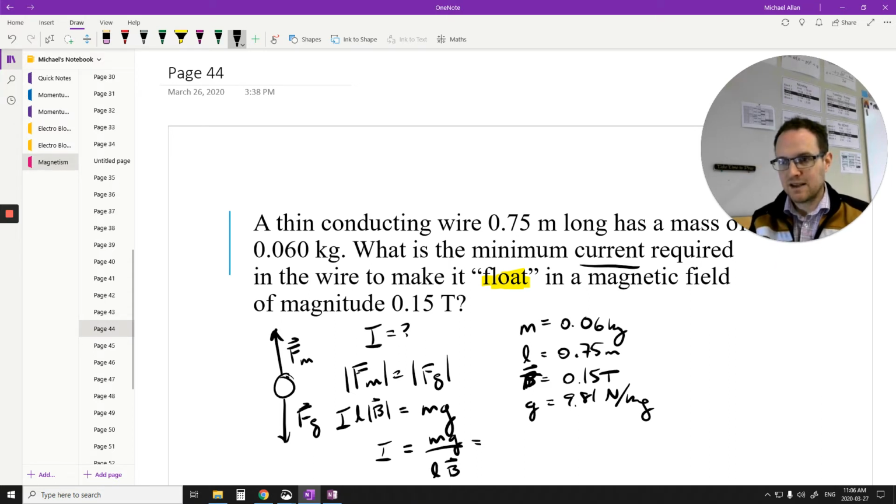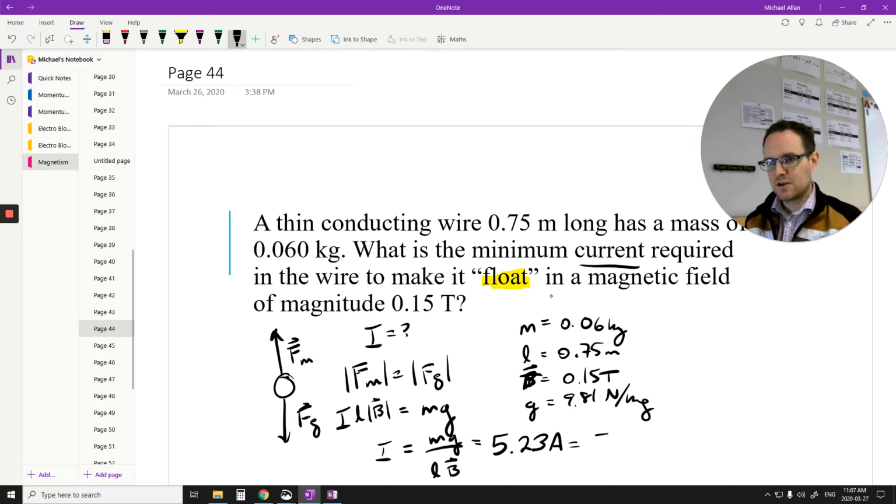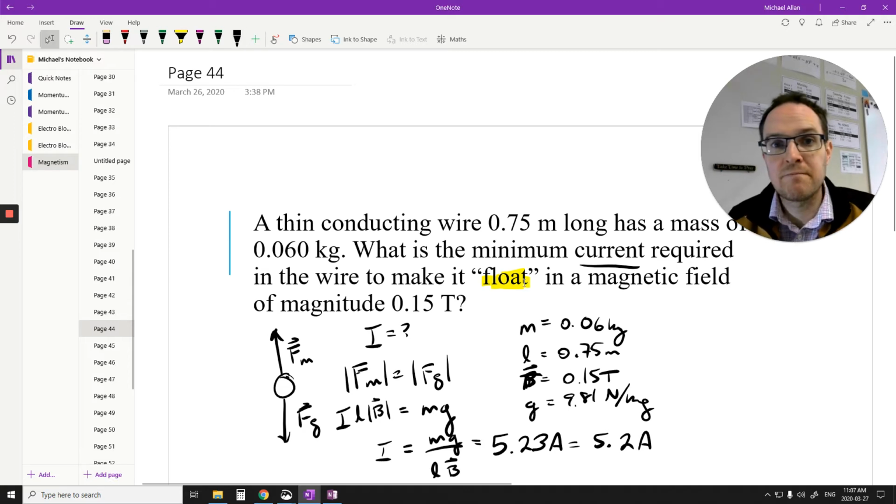So I'm just going to punch in my calculator here, divided by my wire length and divided by my Teslas. So to get this to levitate or to float, we're going to need a current of 5.23. I'm going to change that to 2 sig digs, because that's what the question says. So 5.2 amperes. That's capital A for amperes.